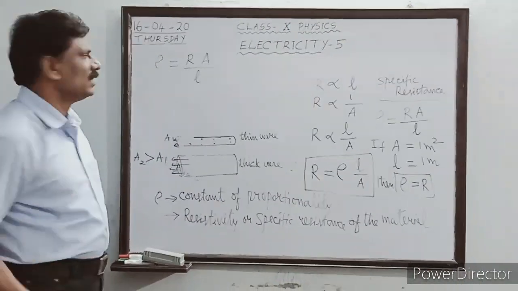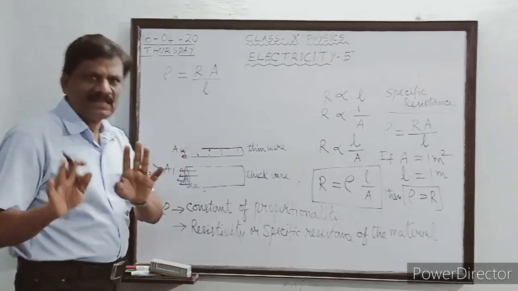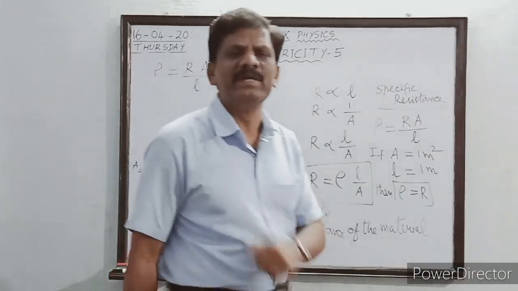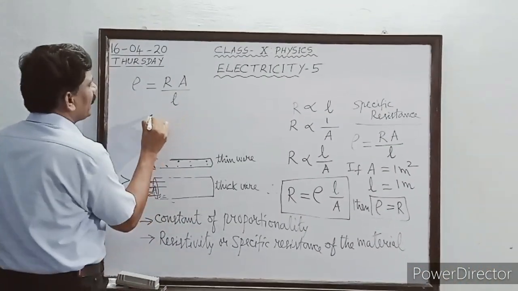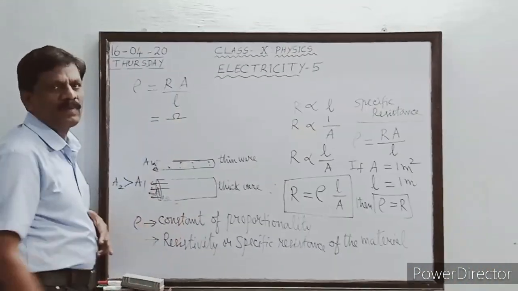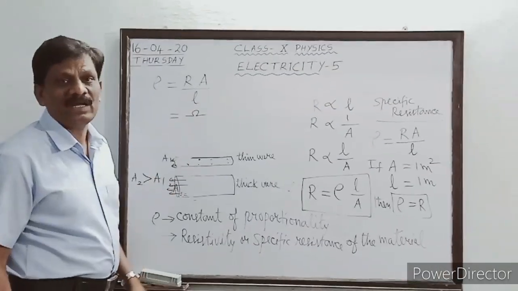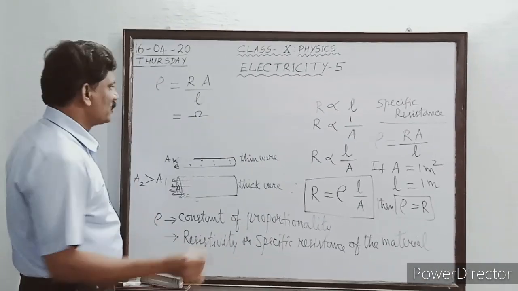Is it not? Okay. Now R is the resistance of the conductor. What must be the unit of resistance? It is ohm. Good. That is ohm. Okay. I will write this is equal to ohm. What is the SI unit of area? Yes, it is meter square. That's right.